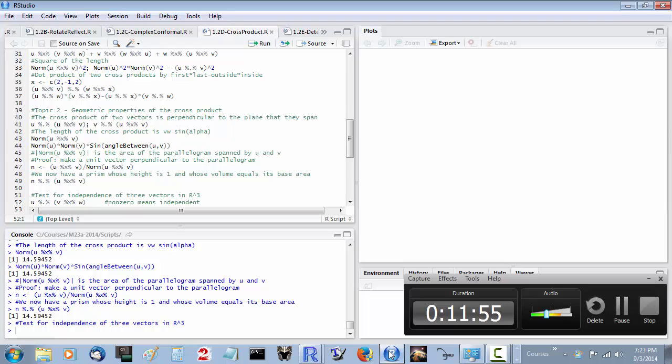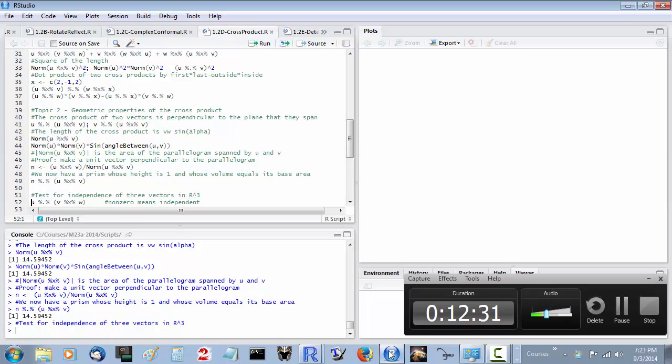Frequently, you want to check whether 3 vectors in R3 are what's called linearly dependent or linearly independent. If they're linearly dependent, they all lie in the same plane. If they're linearly independent, then I can make any vector in R3 by summing up appropriate multiples of them. Or equivalently, they form a 3-dimensional solid, a parallelepiped, whose volume is not 0.